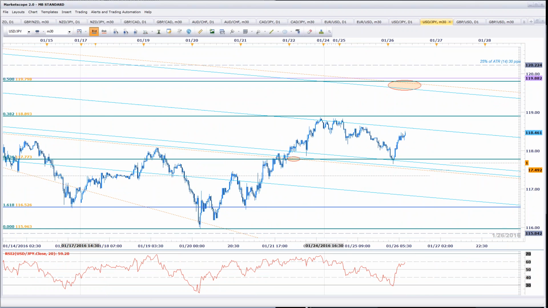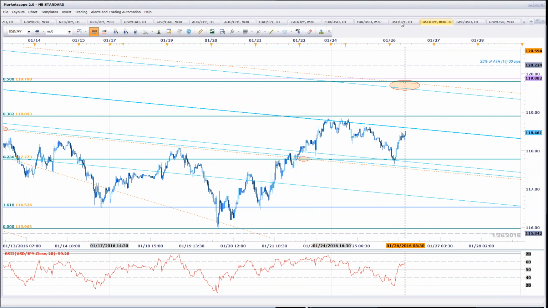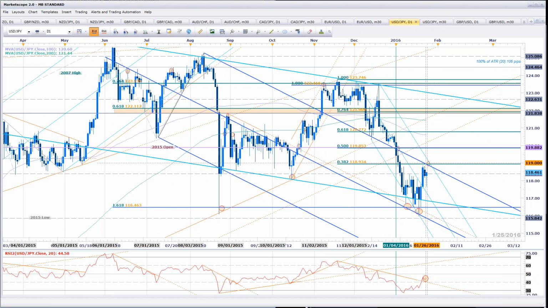Mustafa says, I'm looking to short dollar yen. So on the short side of exposure, yeah, like I just told you, that's sort of where I'd be looking as my first area of resistance.